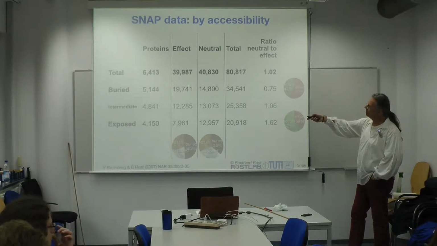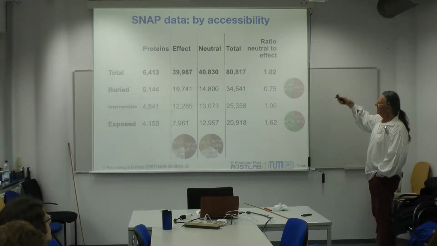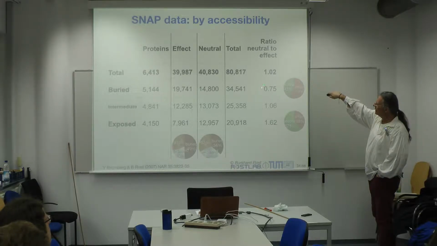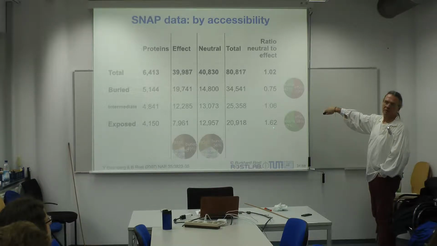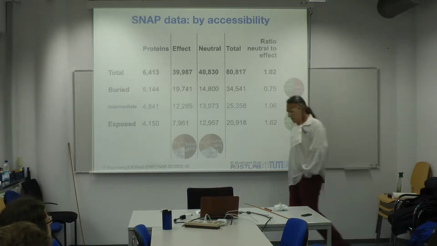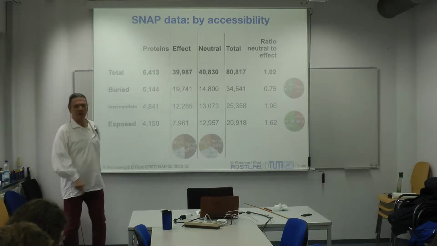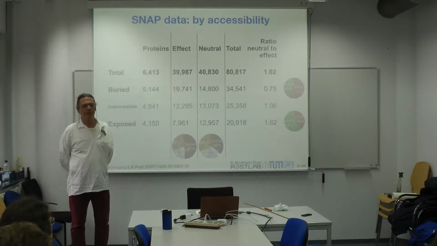You have more buried that have an effect. Let's just say the ratio of neutral to effect is higher, so there are more effect variants in the core than on the surface. So the inversion: there are fewer neutral variants on the inside than on the outside. Why is that?